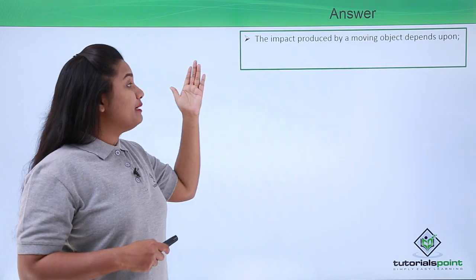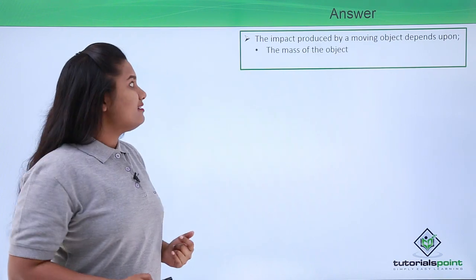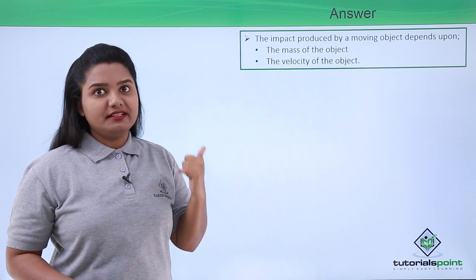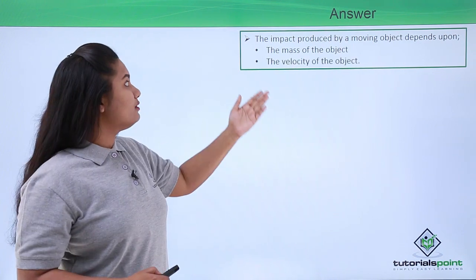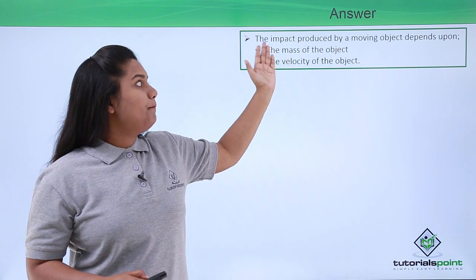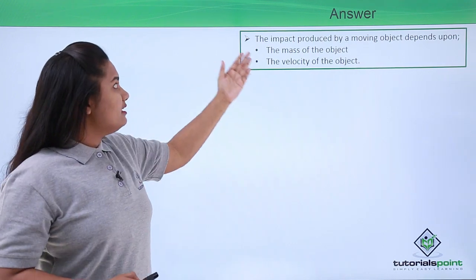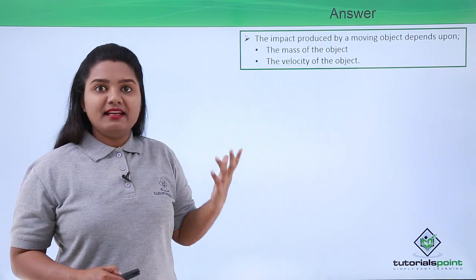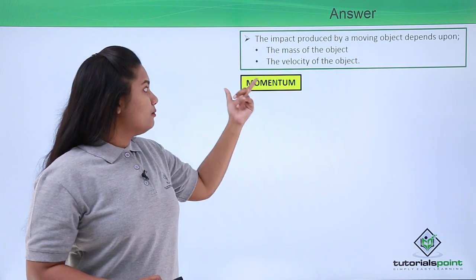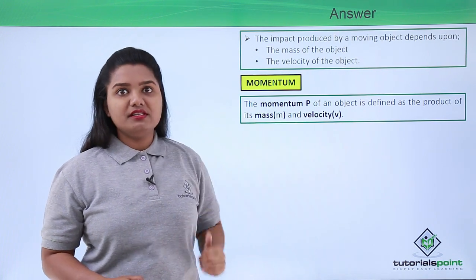We have learned that the impact produced by a moving object depends on two things, that is, the mass of the object and the velocity with which the object is moving. So these two things are the ones which define the impact produced by the moving object. Now these two quantities are related by another physical quantity which we have called the momentum. So the momentum of an object is given by the product of the mass and the velocity of a moving body.